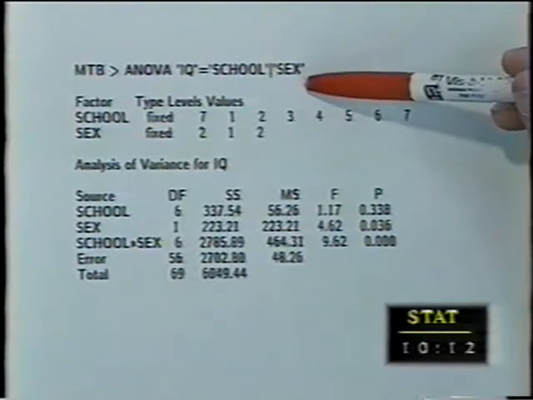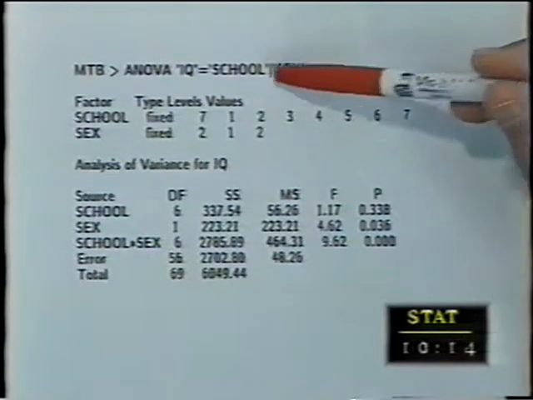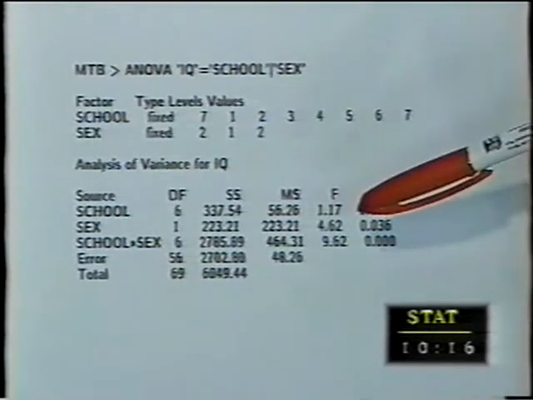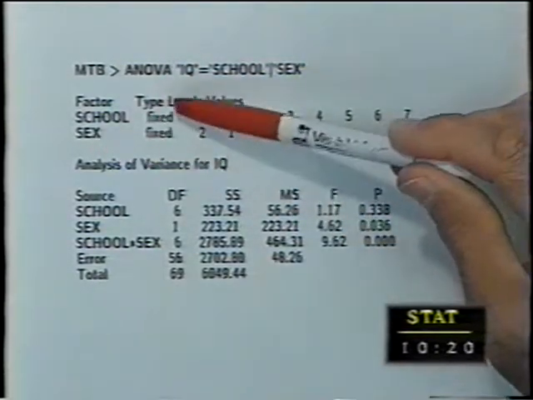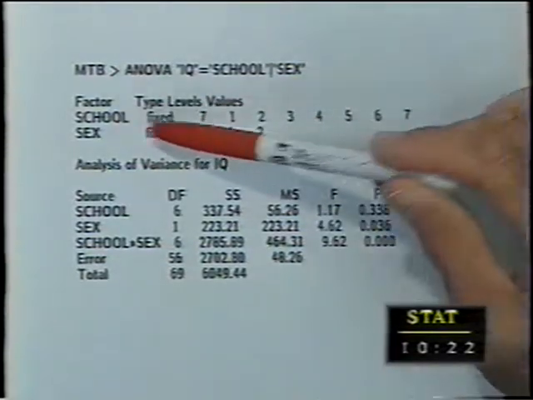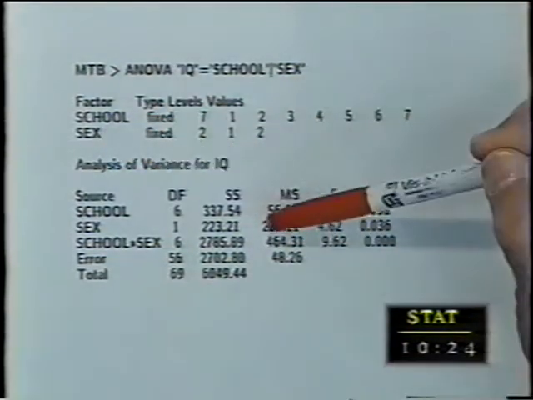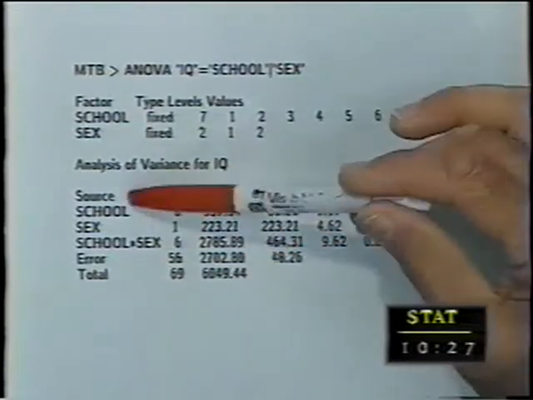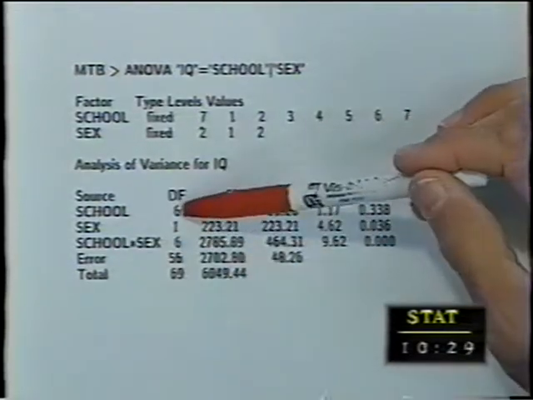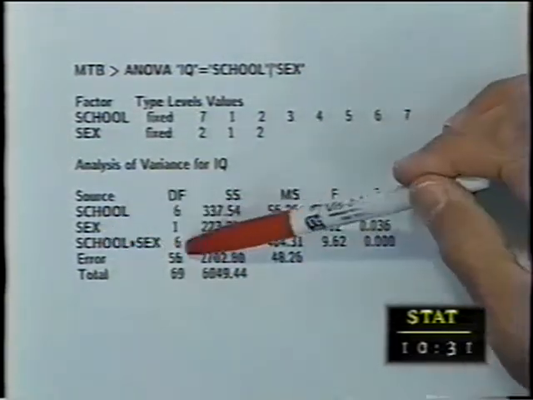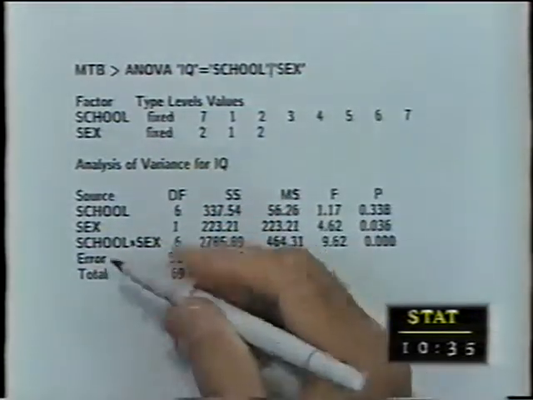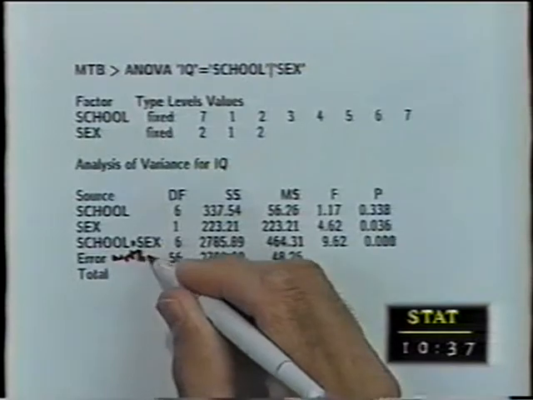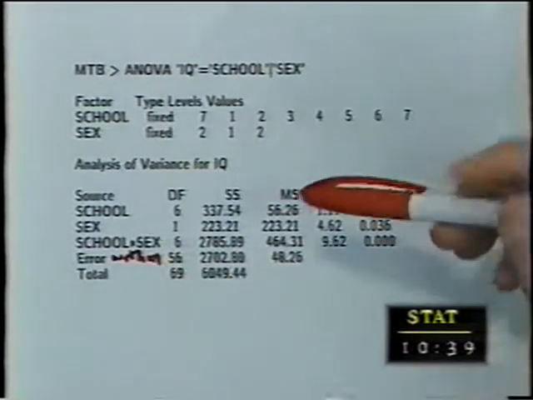Here's another one. Remember the two-way analysis of variance? Schools and sex, and we measured IQ. Well, this says factors are school and sex. There are 7 levels of school, 2 levels of sex. And here are the sources. Here are the degrees of freedom associated with schools and sex and interaction. Here's the schools by sex. Error. Error is what we call the within.